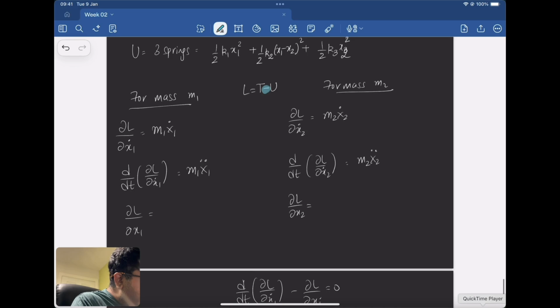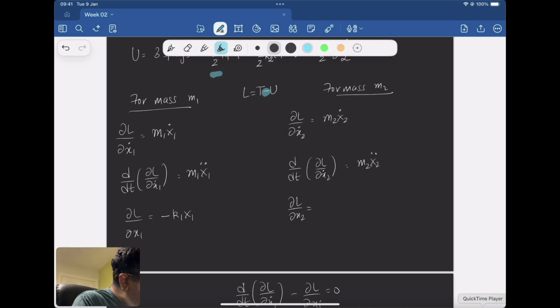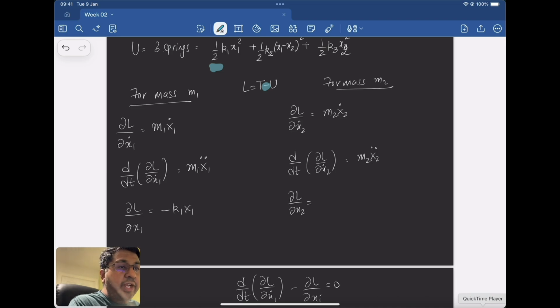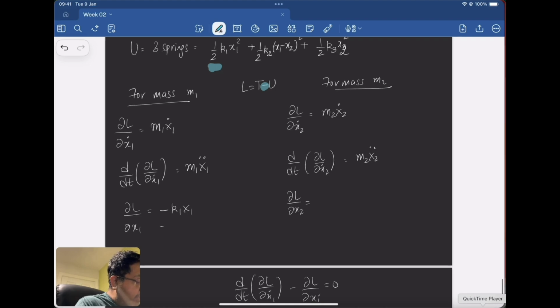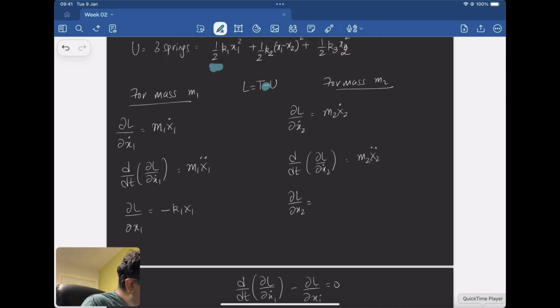So if I take the dou x1 term, then I have minus k1 into x1, which I am getting from this particular term here, term 1. Similarly, I have the minus sign because I have the T minus U there, right? So because of the T minus U, I get a negative sign here. Otherwise, I would have a positive sign there.